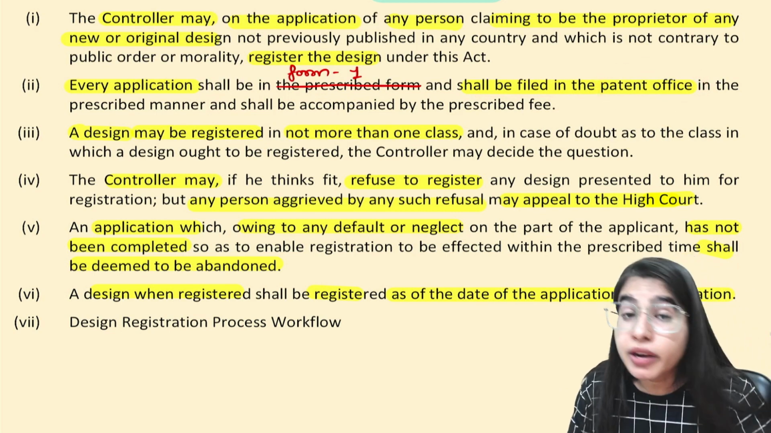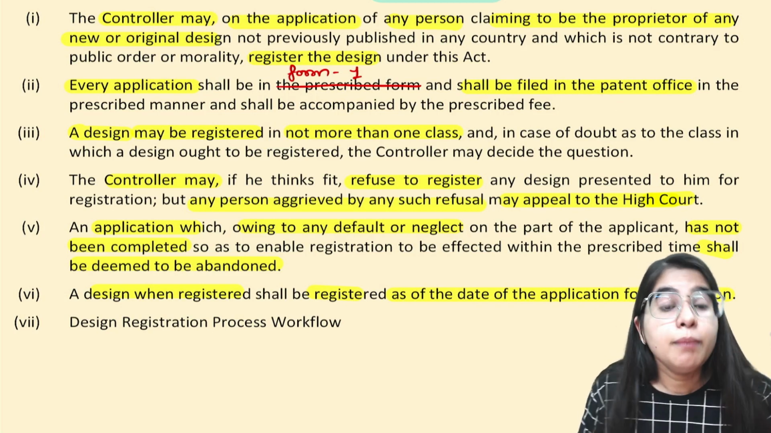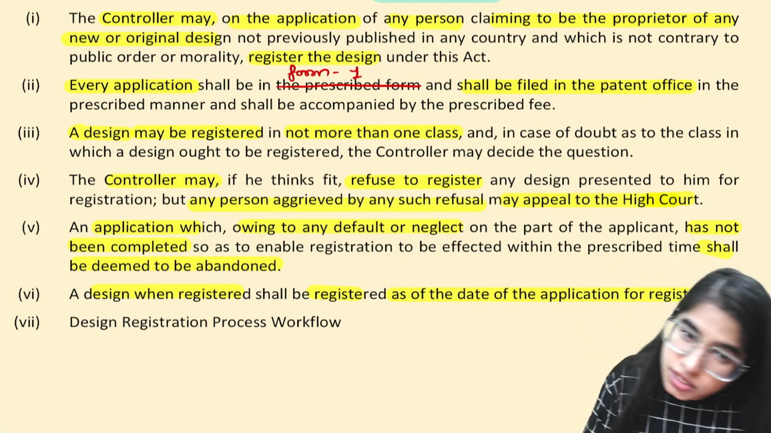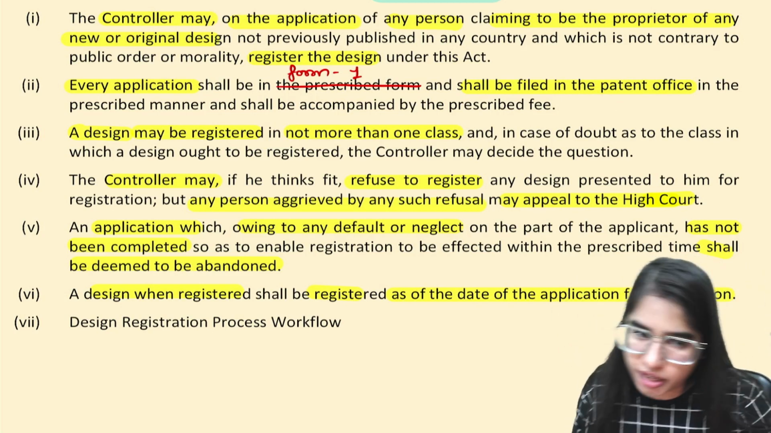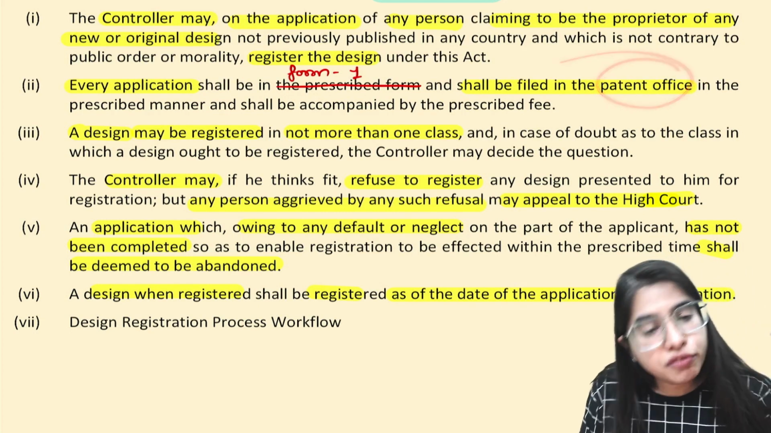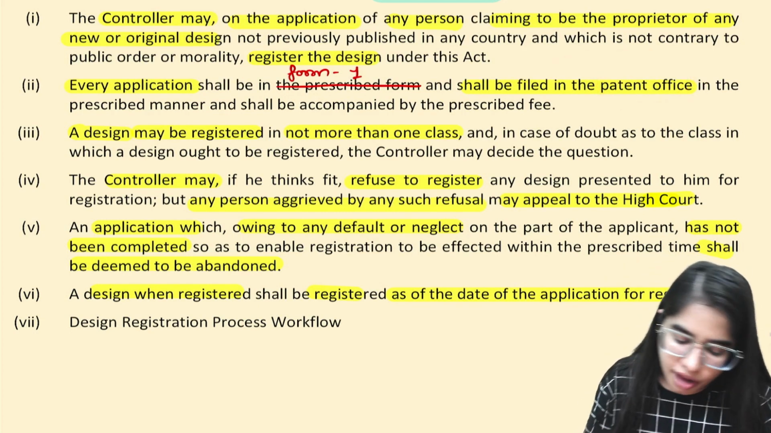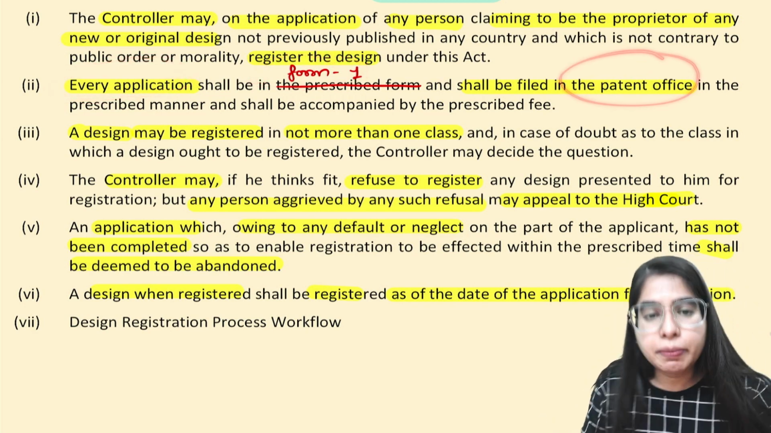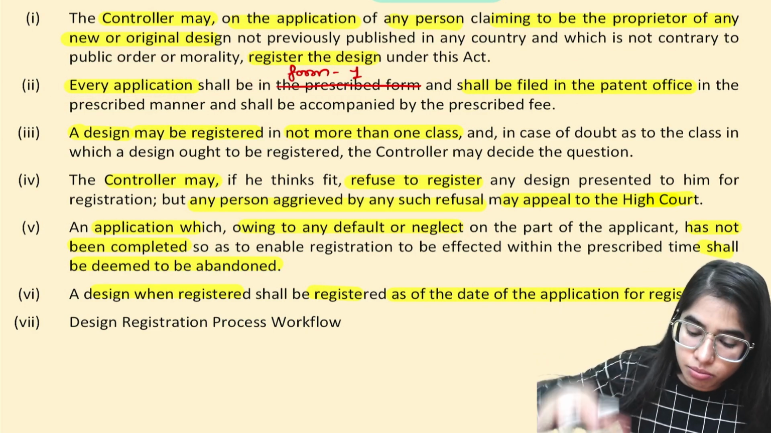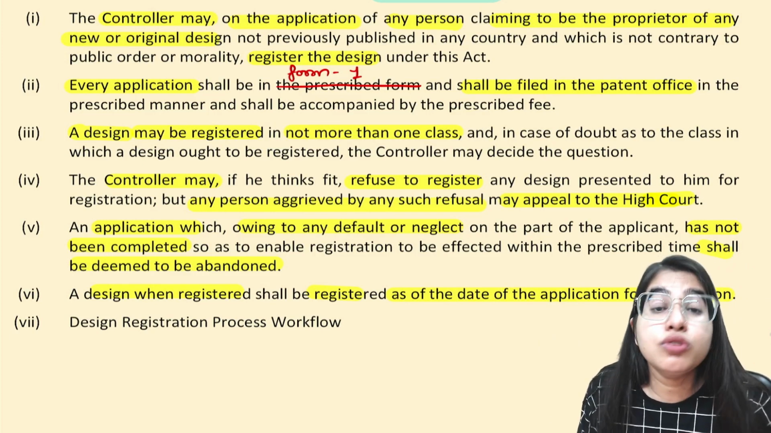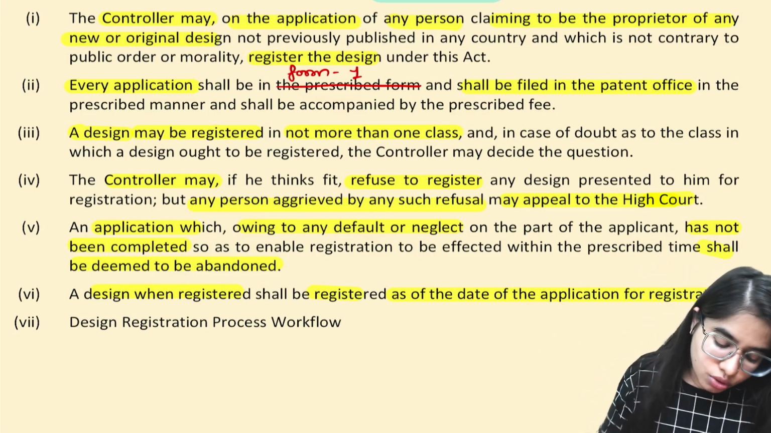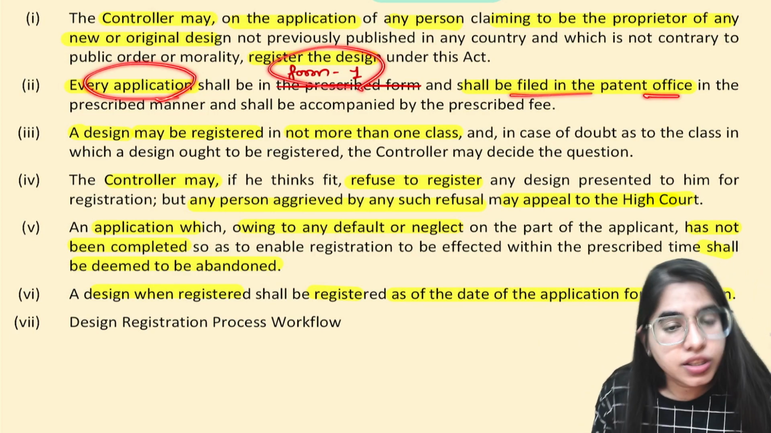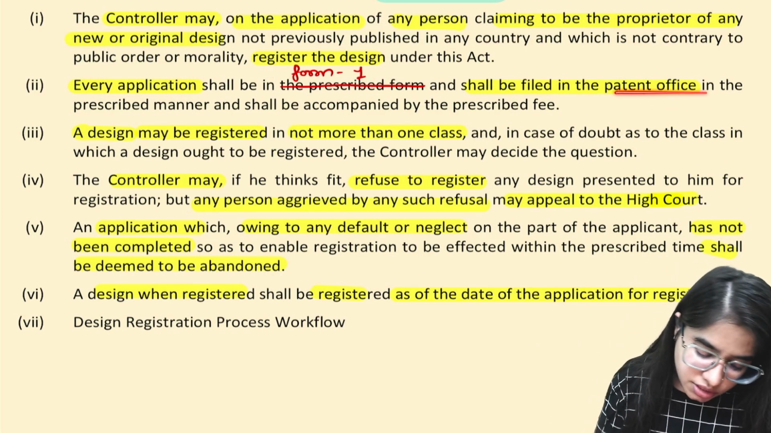Patent, I told you, the patent and design office is the same. The same office is there for patent and for design. So you apply to the patent office. Are we clear with this? So you have to file an application in Form 1 in the patent office, and the head of that patent office is known as the controller. So every application shall be in Form 1, filed to the patent office.